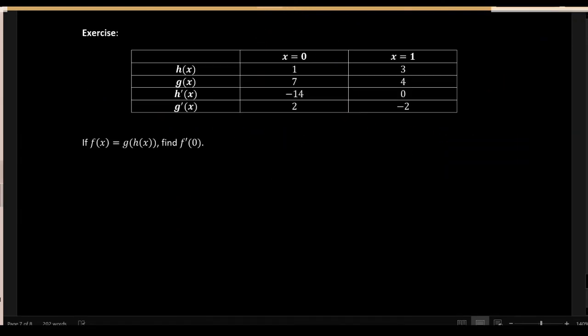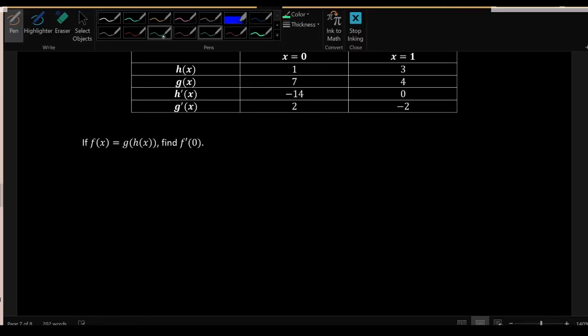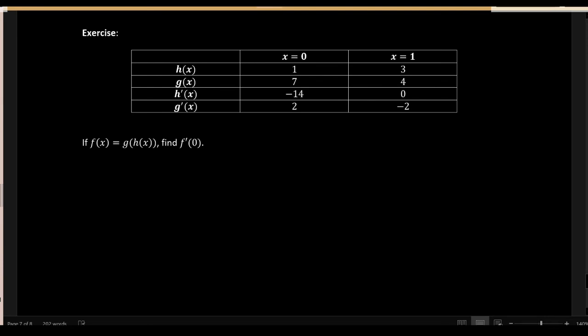As a final brief exercise, let's have a look at what these calculations look like if you have a table instead of a full formula. And I'm of the opinion that it's actually slightly easier to do these calculations when you have a table instead of a formula, because when you have a table, you can make much more direct use of the chain rule formula.